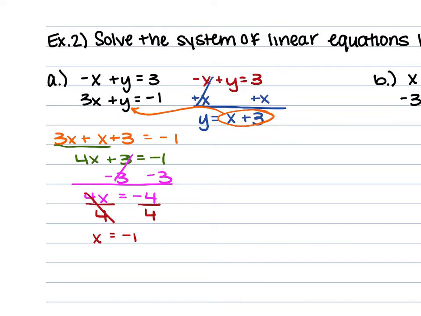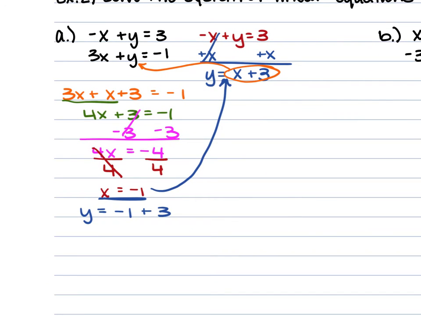Now that I have what x is equal to, I'm going to plug this into one of the other two equations that I have, either the y is equal to or the negative x plus y is equal to 3. I'm going to plug it in to the y is equal to. So I'm just going to have y is equal to x, which is negative 1 plus 3. The negative 1 plus 3 is 2. So I have a y value of 2 and an x value of negative 1. So this gives me my solution of negative 1, 2.